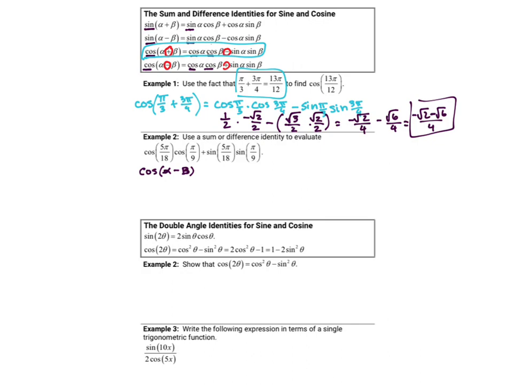Okay, so if my two angles are alpha and beta, then I'm going to have cosine of, what's alpha? 5 over 18. Minus beta. 5 over 9. And we can common denominator here. So times 2 over 2. Right? Yeah. So we've got cosine 5 pi over 18 minus 2 pi over 18 is going to be cosine of, what's 5 minus 2? 3 pi over 18. Reduce it.